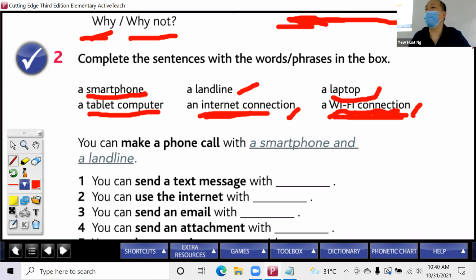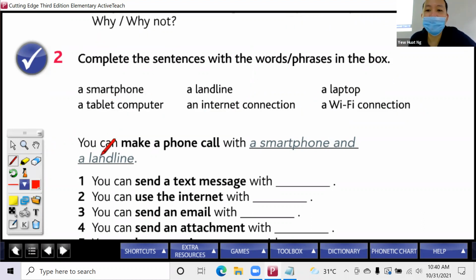Laptop. Where is your lap? Okay, let me try. What is your lap? Okay, this part is your lap. So they call a computer a laptop. Why? To put on your lap. Good. Why?